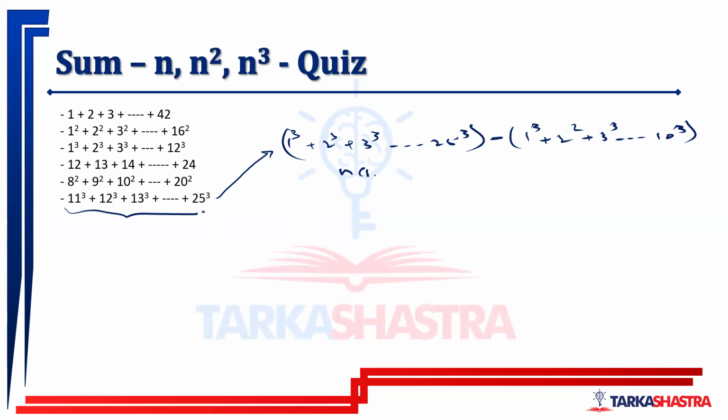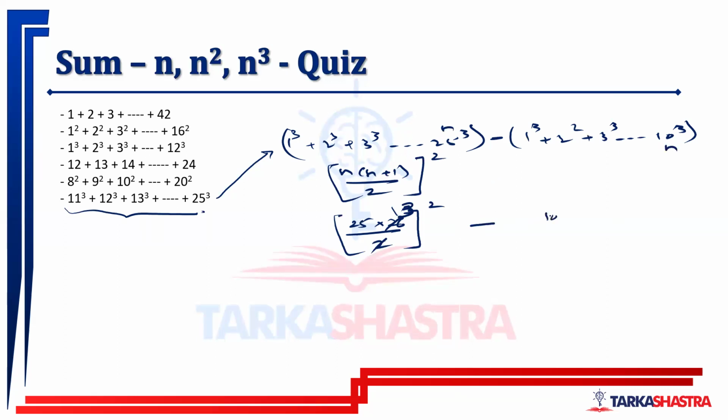The formula is n into n plus 1 divided by 2 and its whole square. In this case, the n is 25. So 25 into 26 divided by 2 and its whole square. So this is 13. This is 13. And here, n is 10 for us. So 10 into 11 divided by 2 and its whole square. So this is 55. 55 square is 3025. It is very easy to calculate.